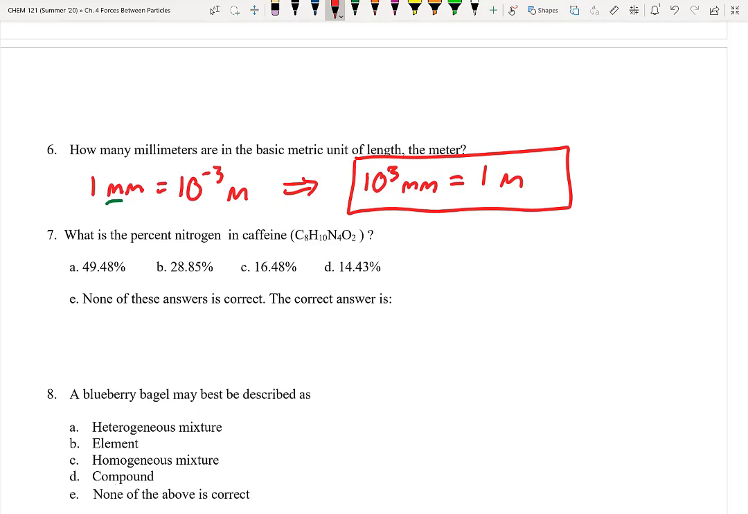So make sure with that chart that you do try to memorize those general prefixes. I don't want you to memorize everything on the chart, just the ones that I highlighted on that video.